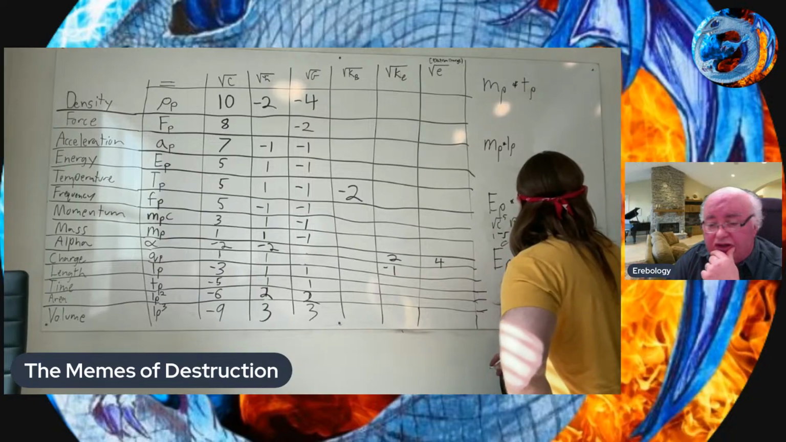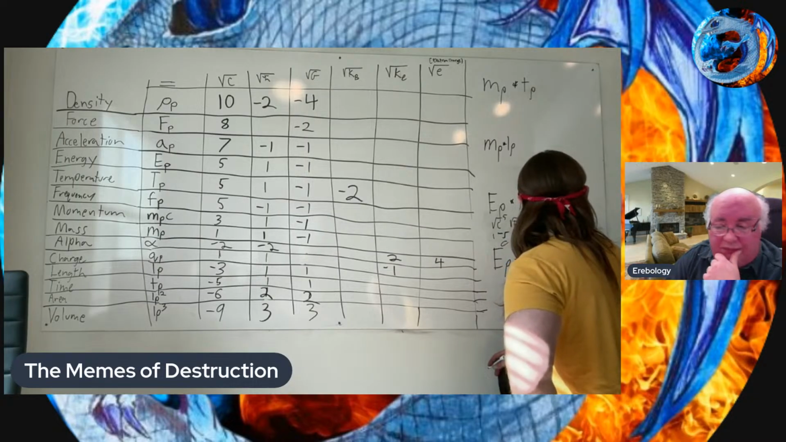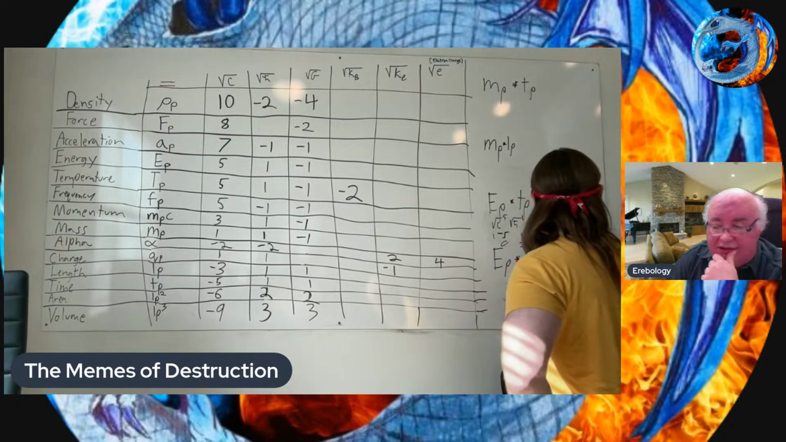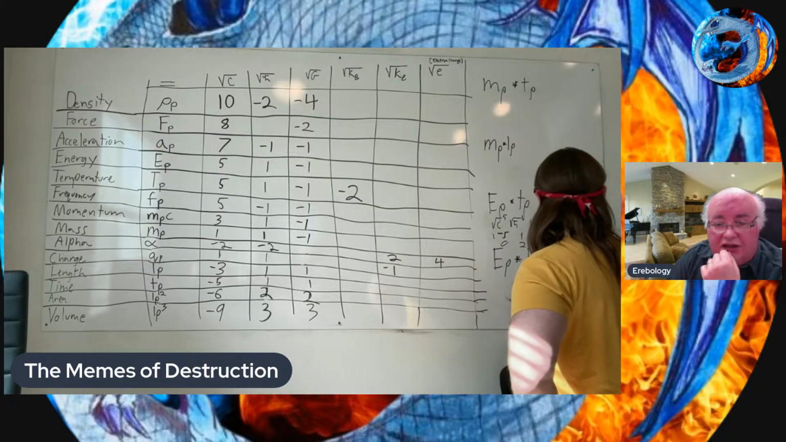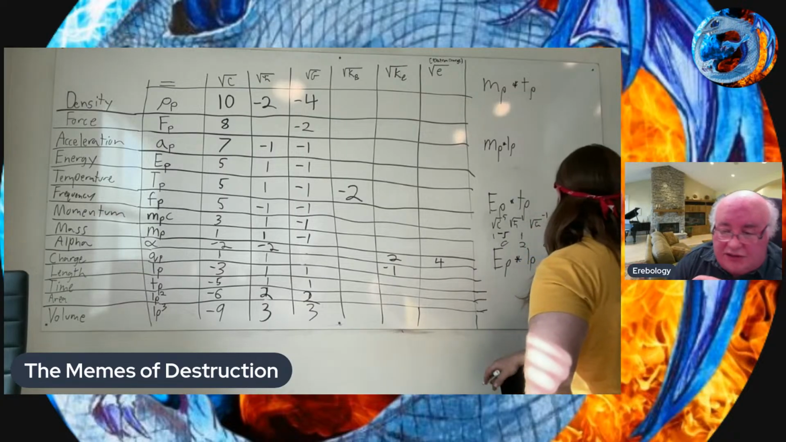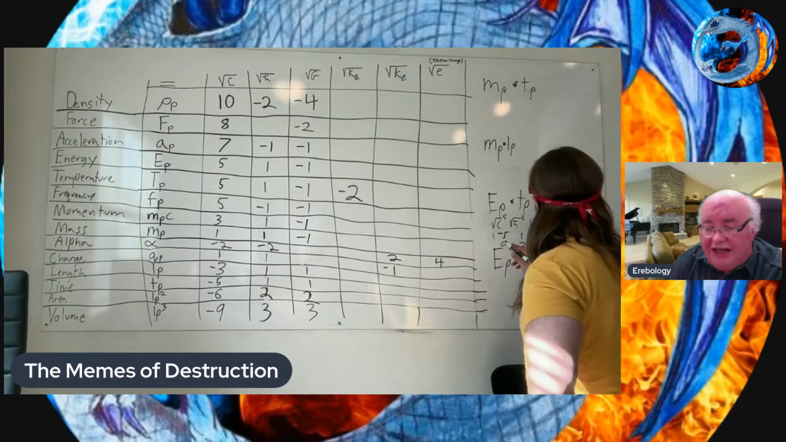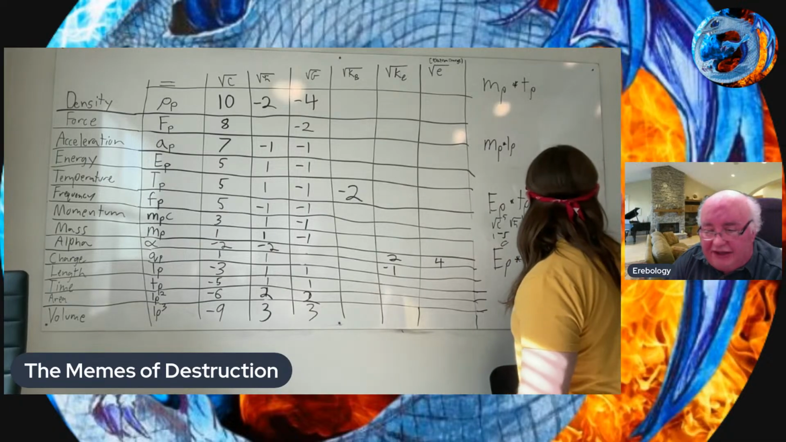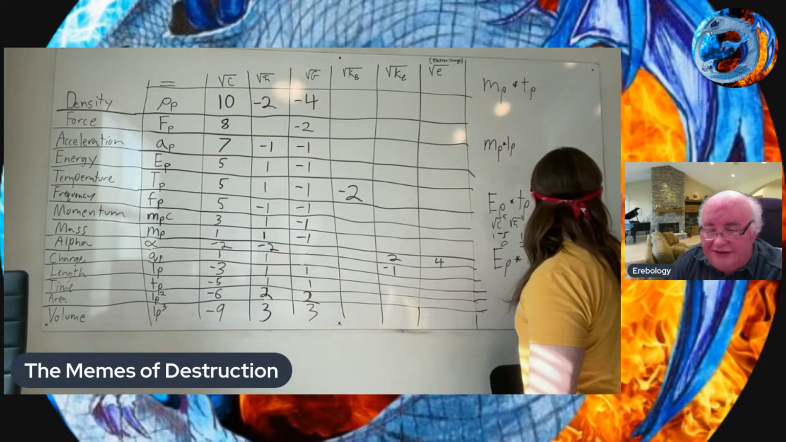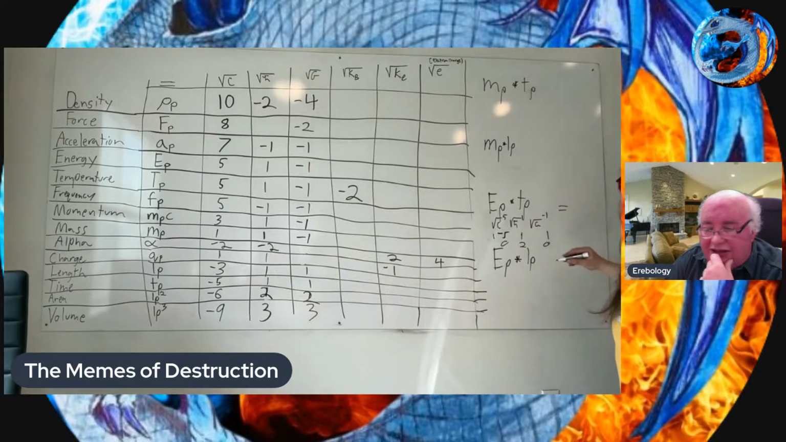So EP times TP equals, you just write it down, H bar. It's 2 or H bar, right? Or did I do that wrong? EP times TP equals H bar according to this, right? Yeah, there you are.